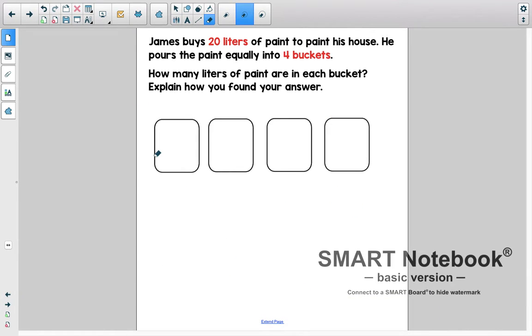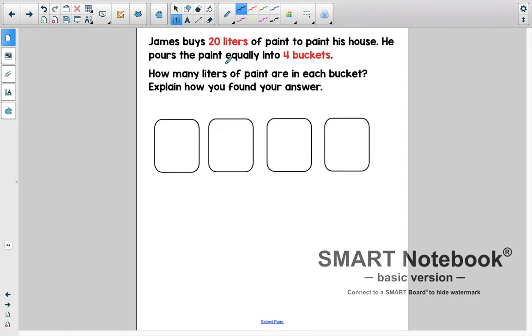Okay, our next question says, James buys 20 liters of paint to paint his house. He pours the paint equally into 4 buckets. How many liters of paint are in each bucket? Explain how you found your answer.